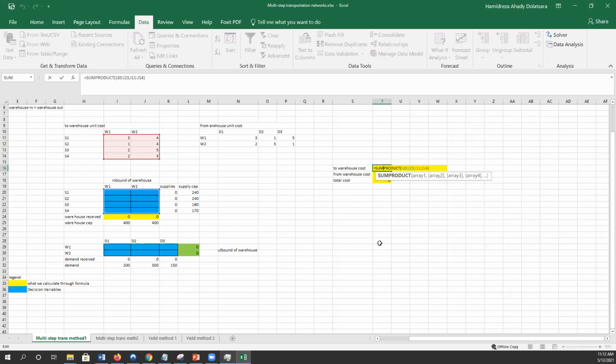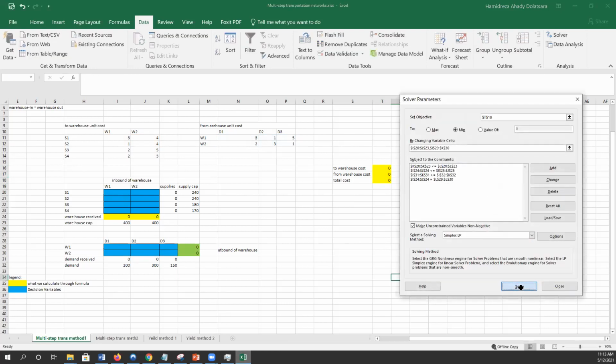The second component is the cost from warehouse to the destinations, the second table. These are also provided in this table. So I made a formula of multiplication. So blue cells, decision variables, times the cost of sending them. And total cost is just the summation of these two cells.